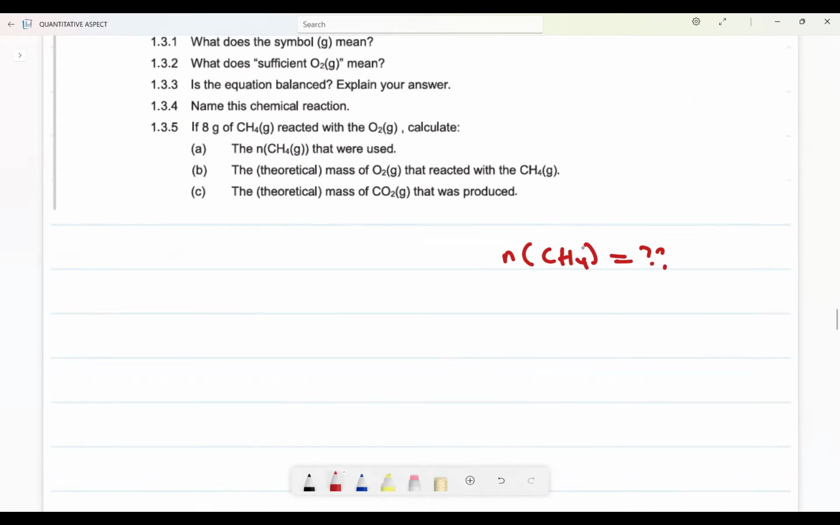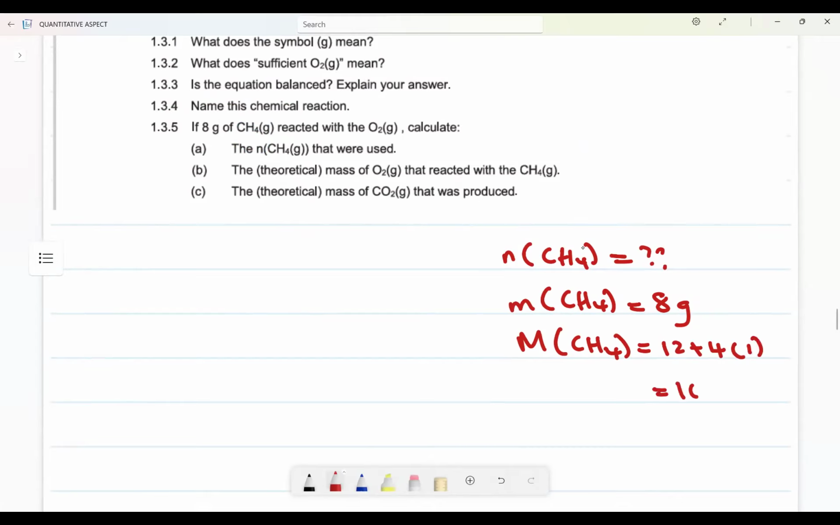What is it that I'm given about CH4? I'm given the mass of CH4, which is 8 grams. Remember, grams is for mass. And remember, if I'm given the mass of something, I need to calculate its molar mass. So what is the molar mass of CH4? It's C, which is 12, plus 4 times the atomic mass of hydrogen, which is 1. Then I get 16 grams per mole.